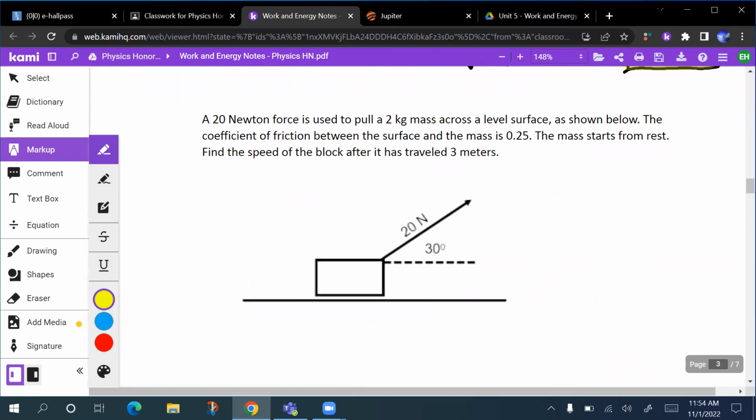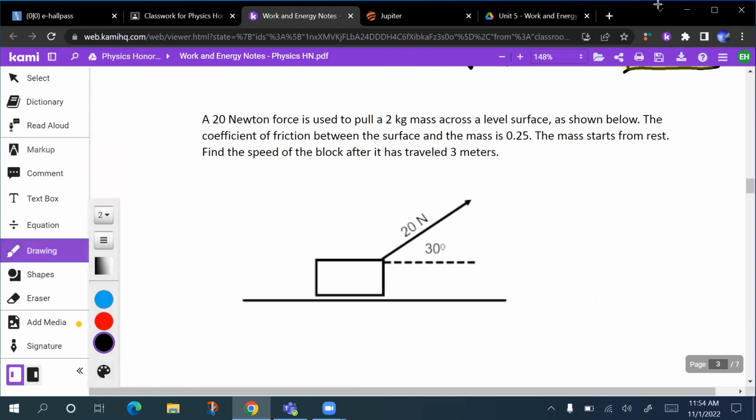Okay, in this next example, I guess we'll call it example D. I know there's nothing there, but go ahead and do it anyway. You've got a 20 Newton force used to pull a 2 kilogram mass across the level surface as shown. The coefficient of friction between the surface and the mass is 0.25. The mass starts from rest.